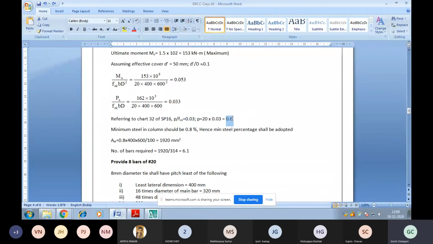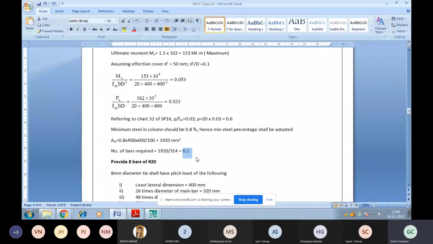Substituting the value, we get 0.6, but a minimum reinforcement in the column should be provided, 0.8 times the gross area of the column. So for 0.8 here we get 0.6, and it is less than 0.8. So minimum steel should be provided. 0.8 means the area of steel required is 1920. So the number of bars required is 1920 divided by 314, if 16 mm dia bars are used. We get 6 numbers of bars required, 6.1.